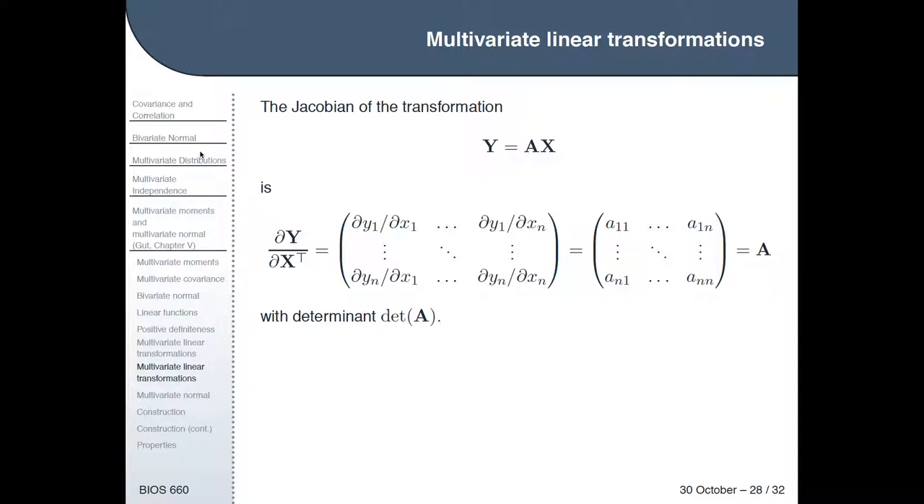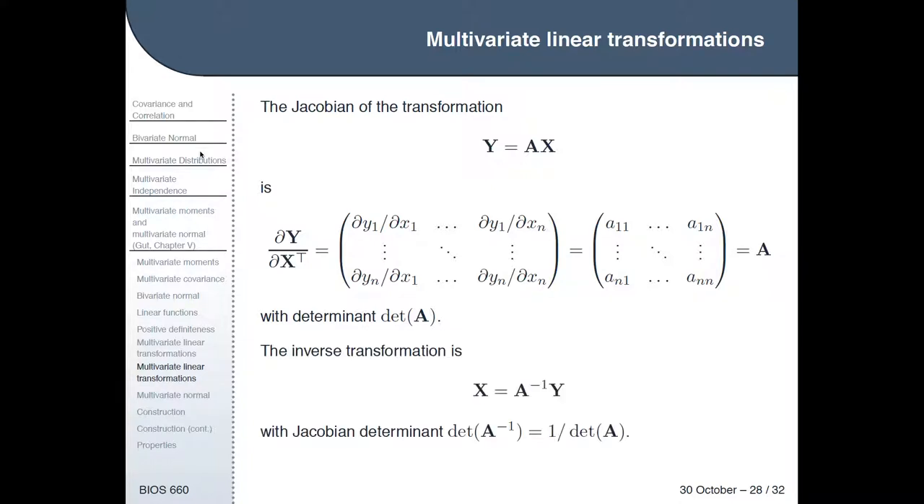The change of variables formula that I taught you earlier still works here. The Jacobian of this transformation is just going to be the original matrix A itself, so the determinant of the Jacobian is just the determinant of the original A. The inverse transformation, of course, will be x equals A inverse times y, and the determinant of A inverse is always equal to 1 over the determinant of the original matrix.